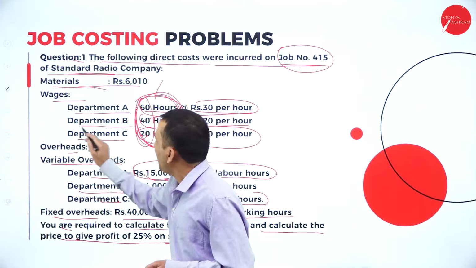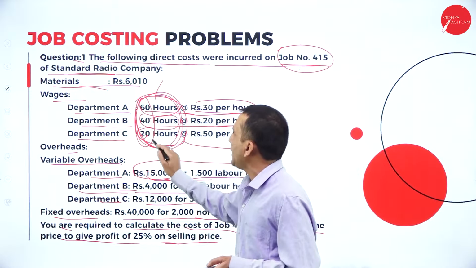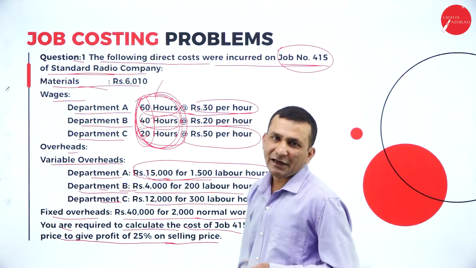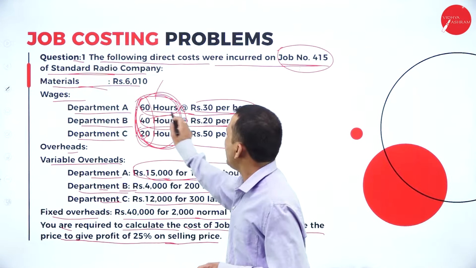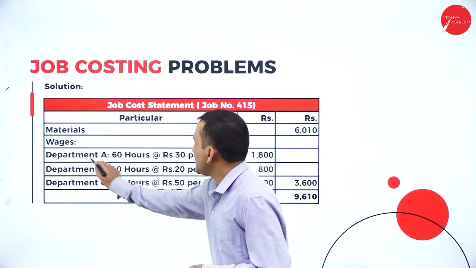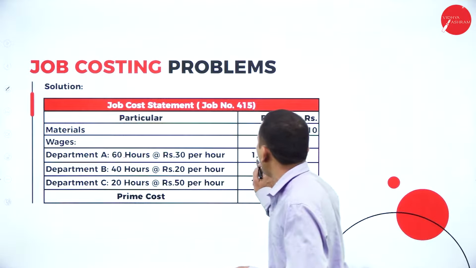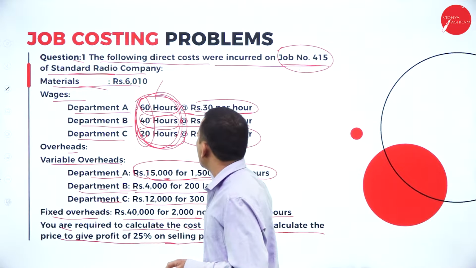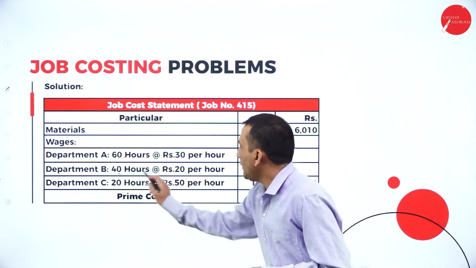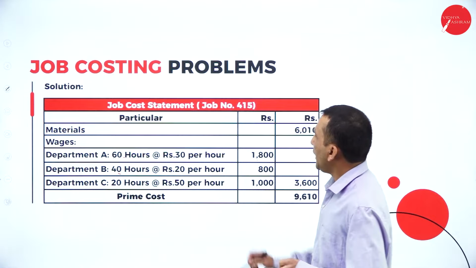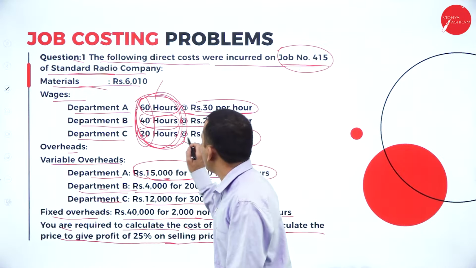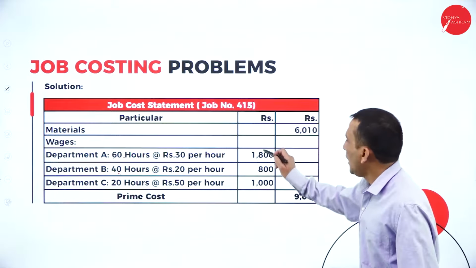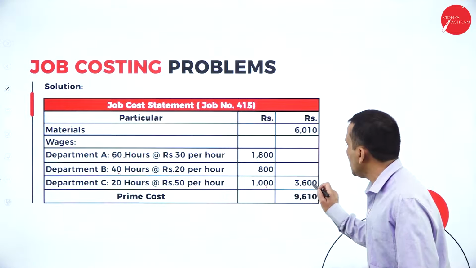There are 3 departments, so the respective normal working hours are given for each department, and the respective rate is given. So now, department A: 60 hours into 30, 1,800 we are getting. Department B: 40 hours into 20, 800. Department C: 20 hours into 50, 1,000. Altogether, if you add, 3,600.